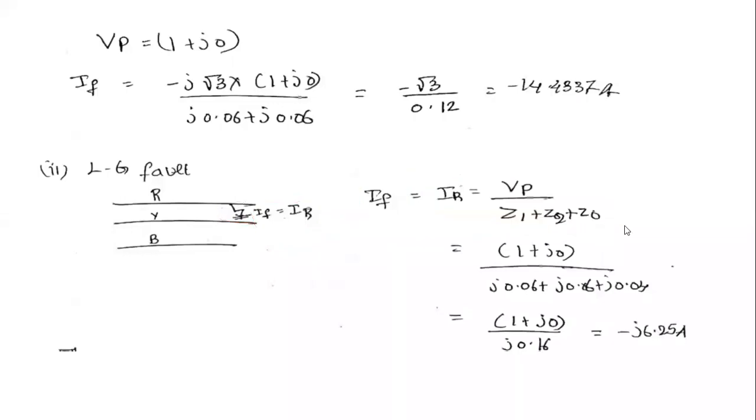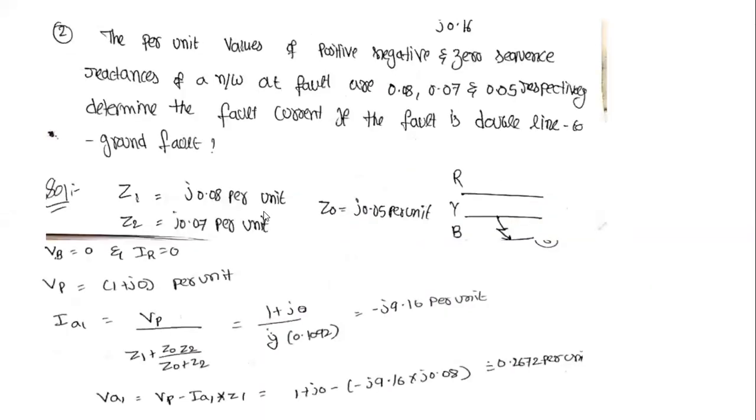Next, coming to the second problem. The per unit values of positive, negative and zero sequence reactances of a network at a fault are 0.08, 0.07 and 0.05 respectively. Determine the fault currents if the fault is a double line to ground fault.